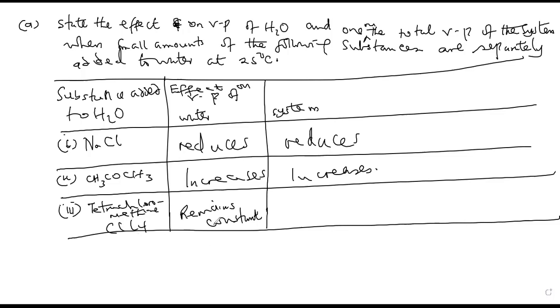So the vapor pressure of water here remains constant, while for the system, it will increase. Why? Because each component contributes its vapor pressure to sum up the total vapor pressure of the system. Thus, the vapor pressure of the system increases. So they can ask you to state, and then after that, explain. So in explanation, you can write whatever I have been talking about.